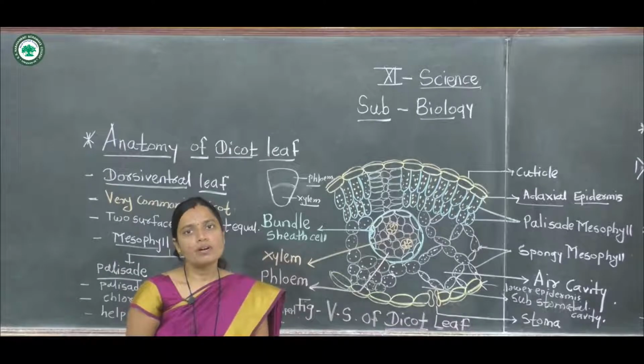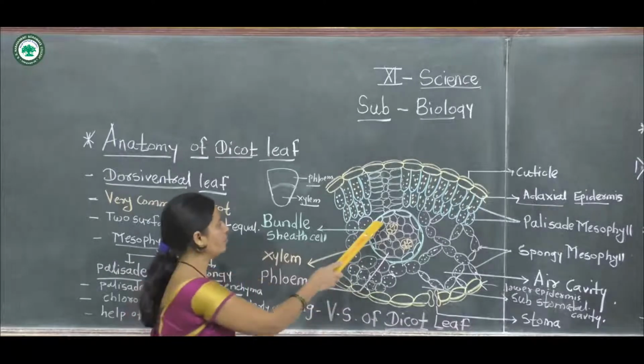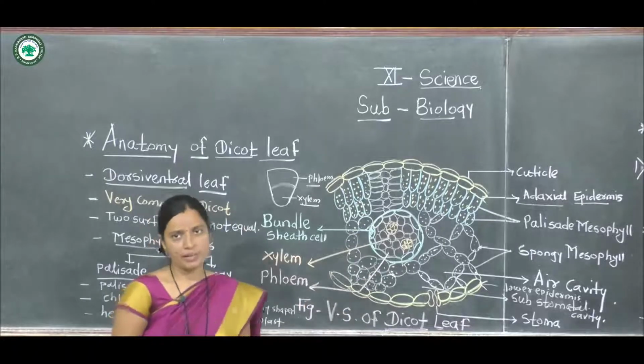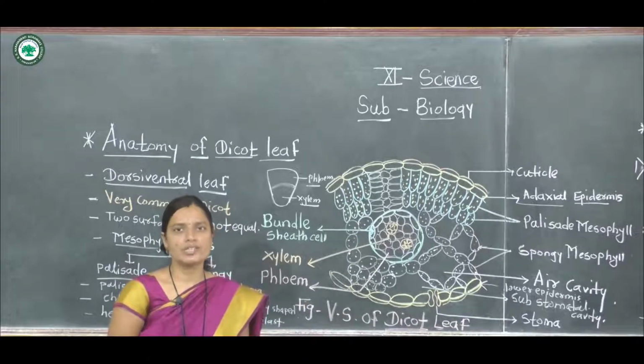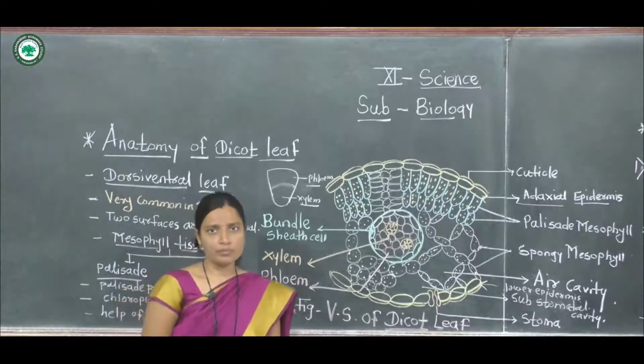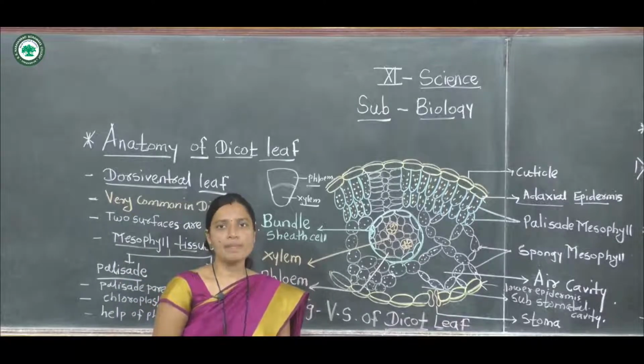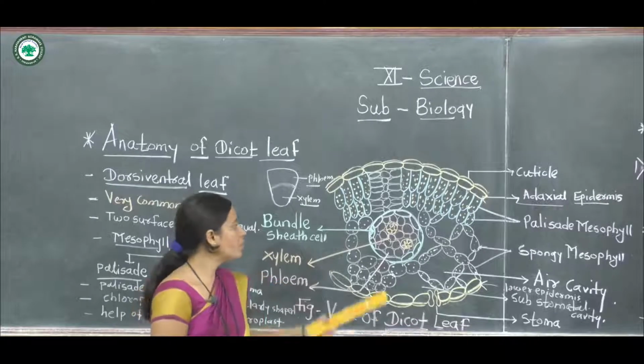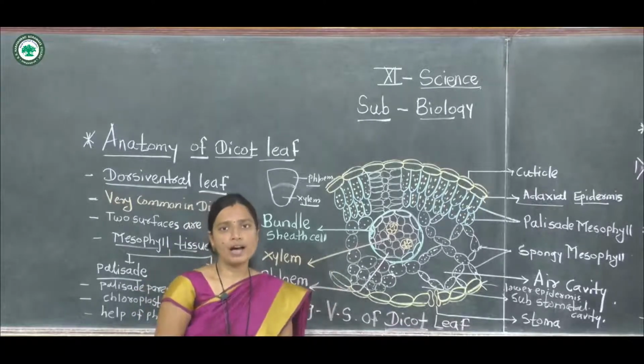This layer is a parenchymatous tissue made up of bundle sheath cells, and on the inner side of these bundle sheath cells are the xylem and phloem tissues. Vascular tissues are found in this section of the dicot leaf.